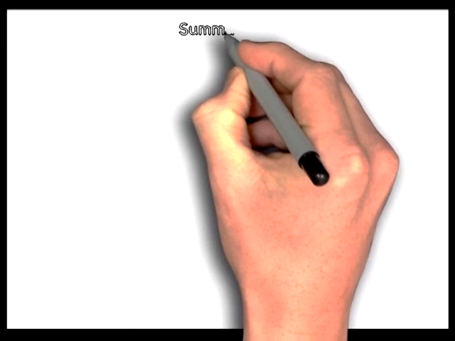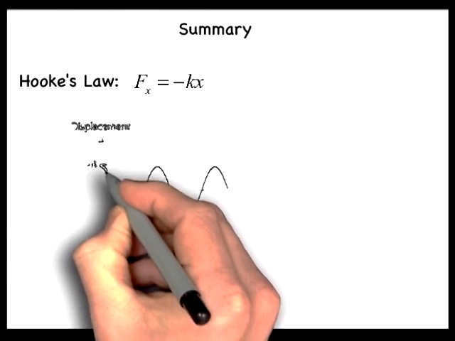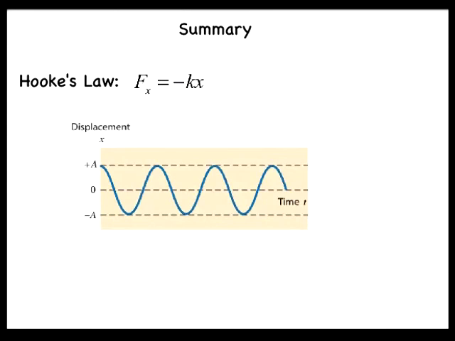In summary, Hooke's law states that, for small displacements, the restoring force of a spring is given by F_x equals negative kx. Whenever the restoring force is given in the form of Hooke's law, the result will be simple harmonic motion, and the displacement as a function of time will be sinusoidal.